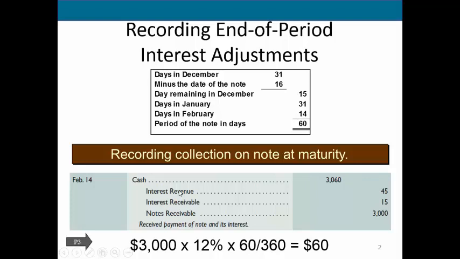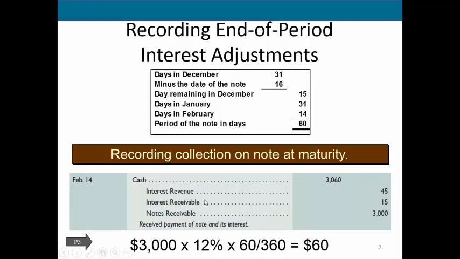First, we want to go ahead and record the revenue that we have earned in the current period. That's 45 days of that interest. Remember, this was a 60-day note, and it crossed over 2 years. We earned $15 of revenue last year, so we're earning the other 45 in the current year. We earn the other 45 days of interest in the current year, and that happens to be $45 of interest revenue in the current year.